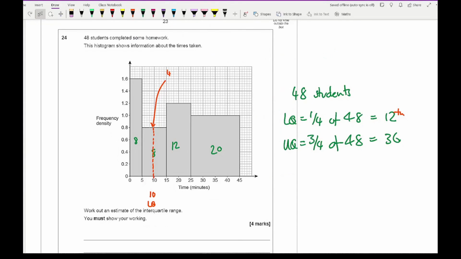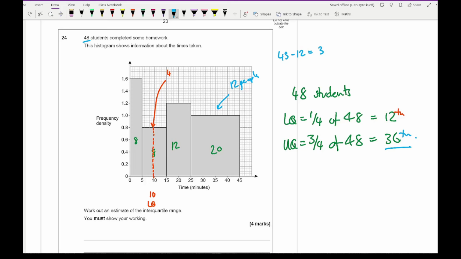So then to work out the upper quartile, I need to work out where the 36th person is going to be. Now if there's 48 people, then I need to do 48 take away 36, which means 12. So I need to minus 12 people from this box. Now if one person represents a row of a single box, then I just need to take away 12 from 45.